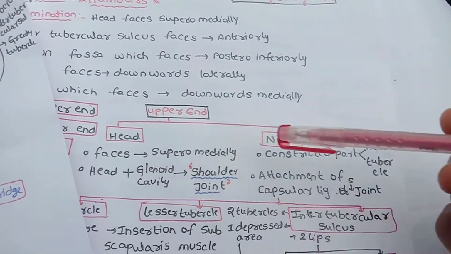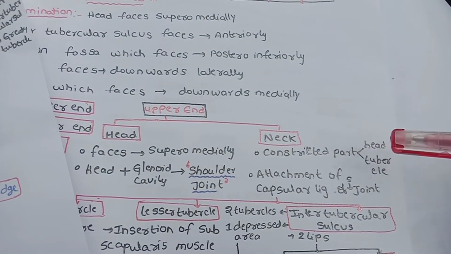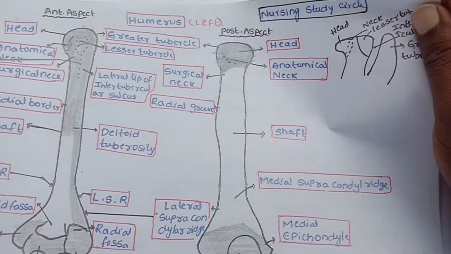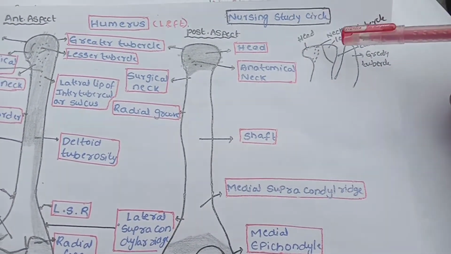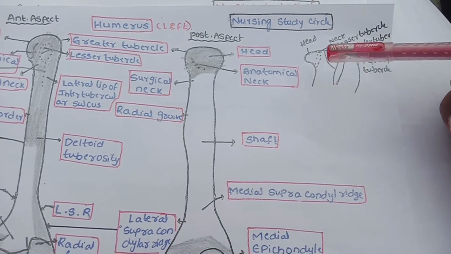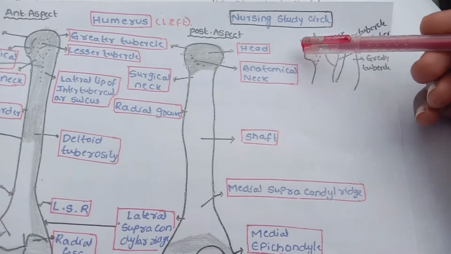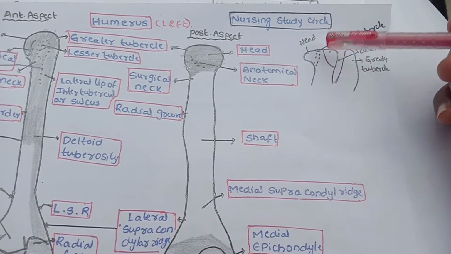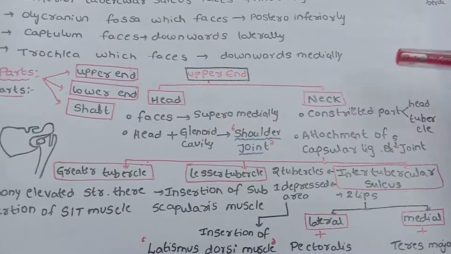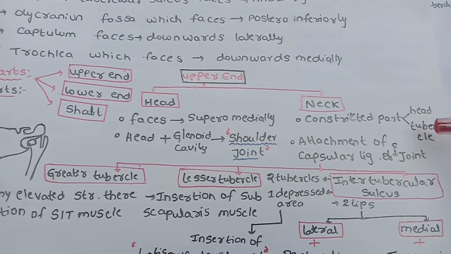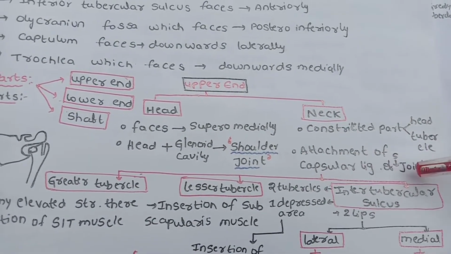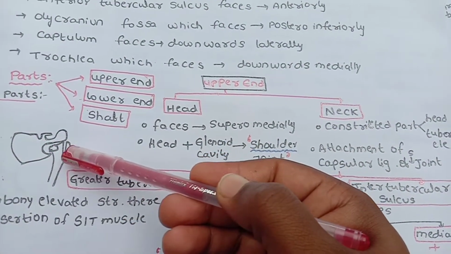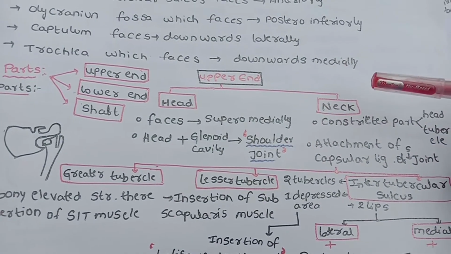The neck is the constricted part present between the head and the tubercles. In this diagrammatic representation, you will see the neck between the tubercles and the head. There is also an attachment of the capsular ligament of the shoulder joint. So this is the neck.